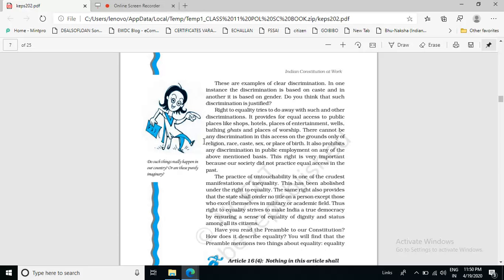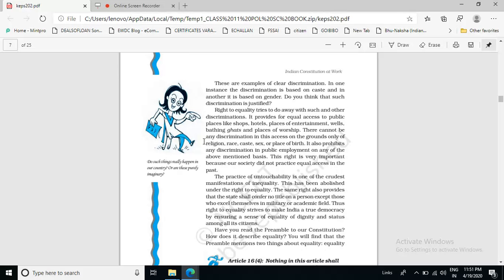The state, you know the meaning of the state. The state will not give any kind of title to any person. In ancient times, during the British rule also, people used to get many kinds of titles, such as Rai Sahab, Rai Chaudhries. These titles were given only on the basis of economic condition. Economically influential people were given this type of title.